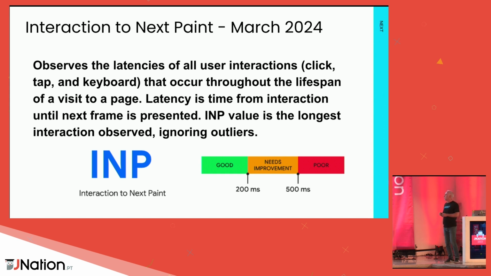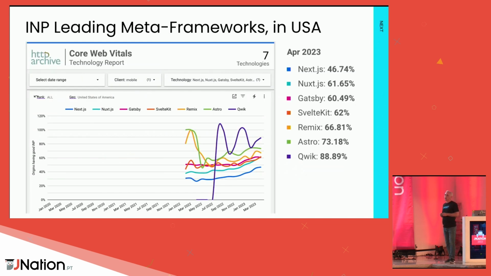So that's why they extended the good time limit from 100 milliseconds to 200 milliseconds. But it's much more challenging to get a good INP score than it is to get a good score for first input delay. How much more challenging? This much more challenging. So if before all the frameworks were at effectively 100, when we look at INP, we see that they are 60, 70.